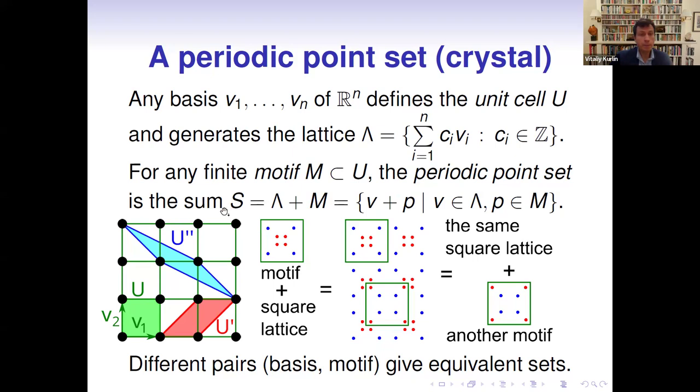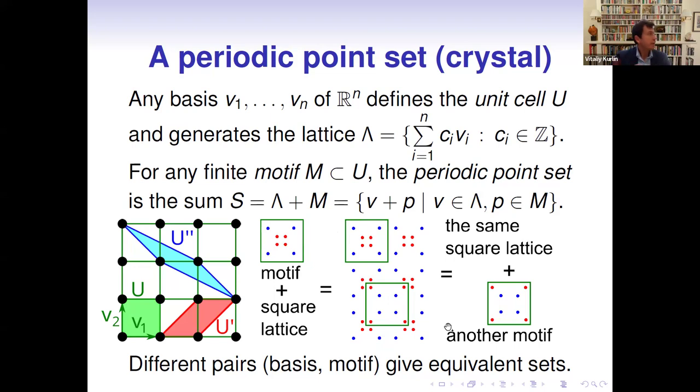So formally, any point in the infinite periodic set is a sum of a vector from a lattice and a point from a motif. Or in a slightly different way, we could define the same periodic point set as a finite union of lattices. So we put, for example, the origin of a lattice at this blue point, and also add a lattice with the origin at that point, so at all 8 points. It's a union of 8 lattices. The full infinite periodic point set can be considered as a finite union of several lattices.